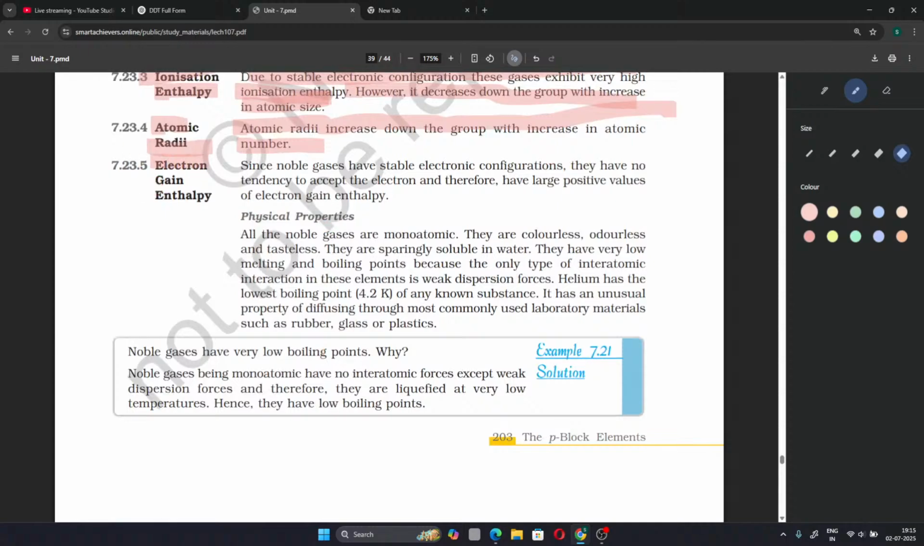Electron gain enthalpy: since noble gases have stable electronic configuration, they have no tendency to accept an electron and therefore have large positive values of electron gain enthalpy, with neon having the highest.